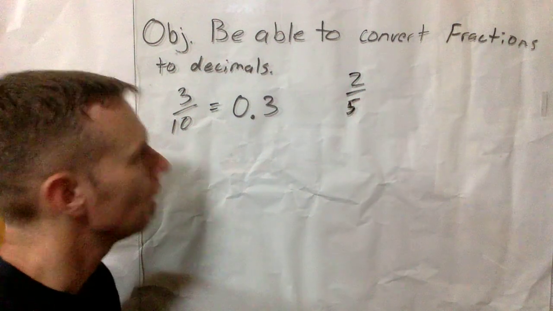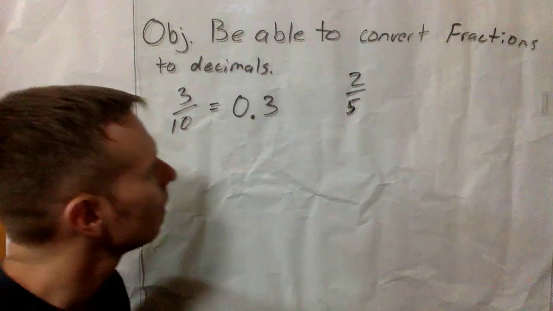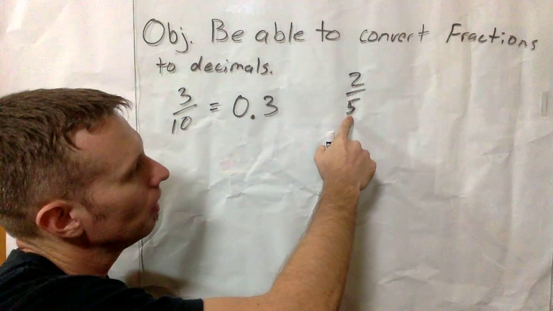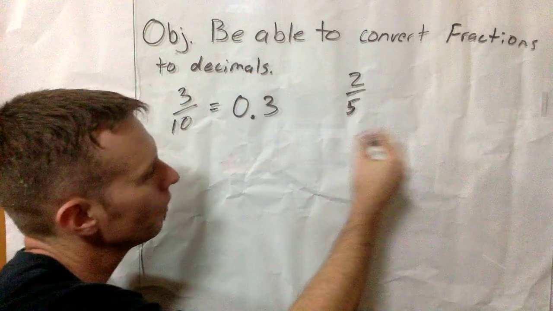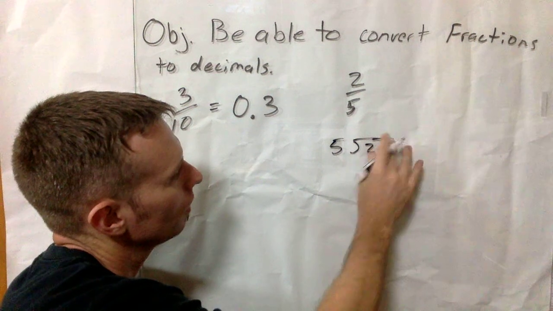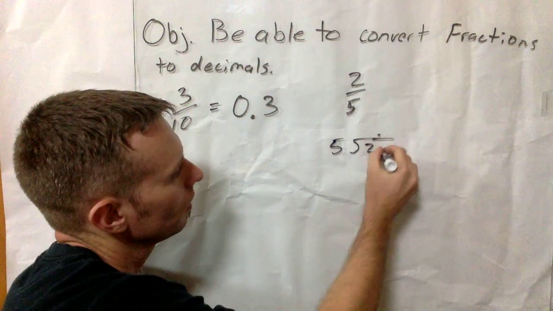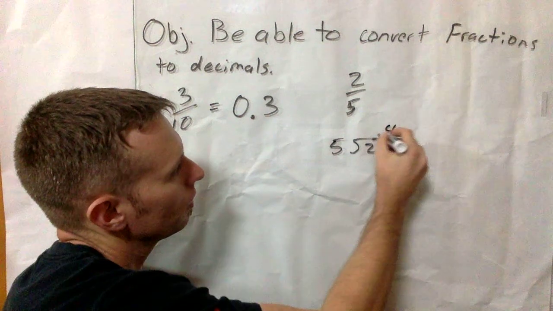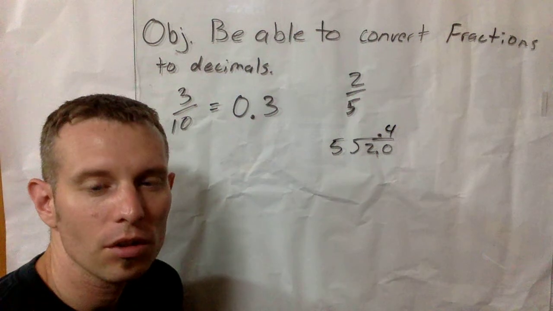2/5? Well, again, we could do this a few different ways. We could do 5 into 2. Here's the decimal. We'll put a 0 here. 5 into 20 is 4, and we could get 0.4.